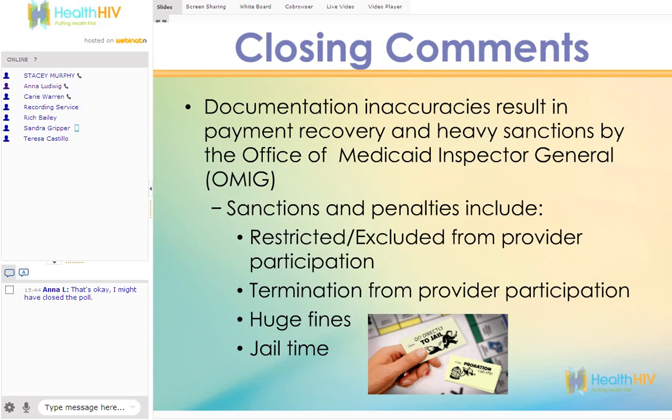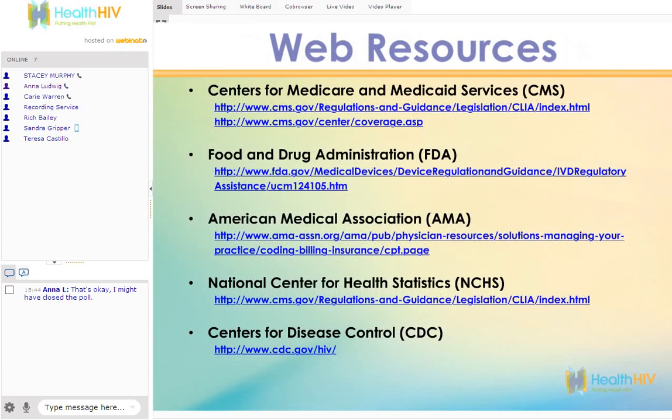So ultimately, you want to document properly, and you also want to make sure that your coding ties to whatever you're documenting. This is just a list of the web resources that we use for the presentation: CMS, Food and Drug Administration, the AMA, NCHS, and CDC.